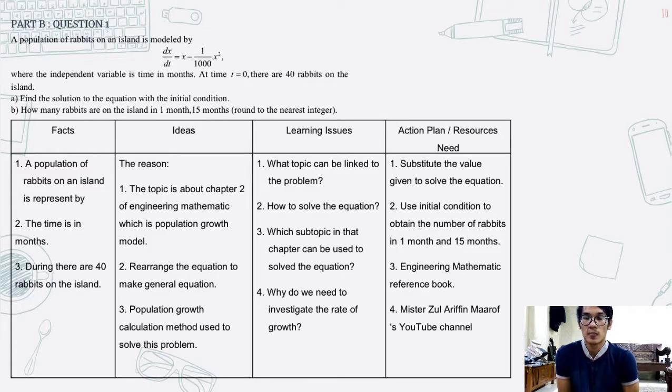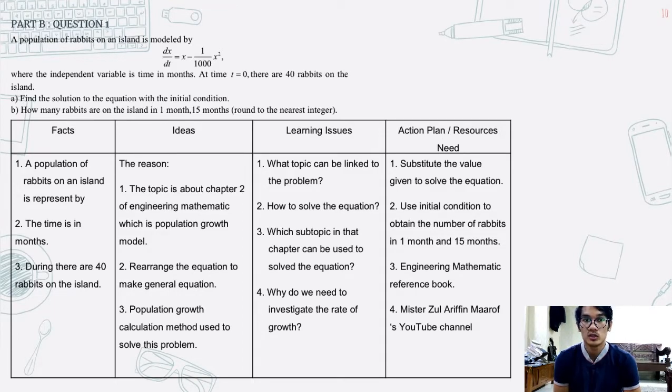The ideas used to solve the problem are: number 1, the topic is about chapter 2 of Engineering Mathematics, which is the population growth model. Number 2, rearrange the equation to make the general equation. And lastly, the population growth calculation method is used to solve this problem.